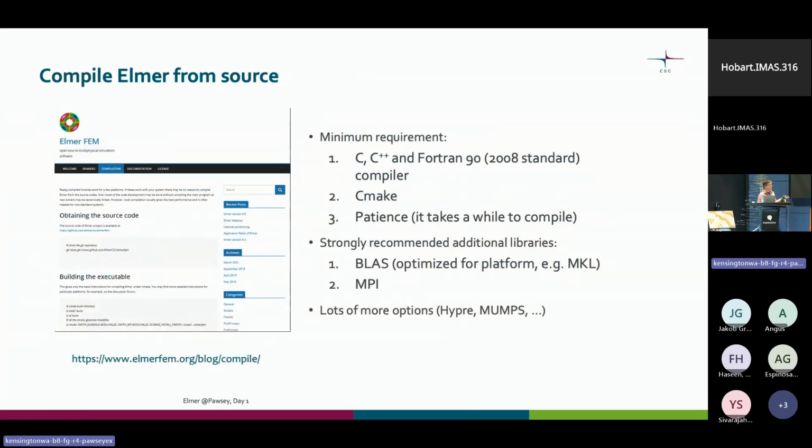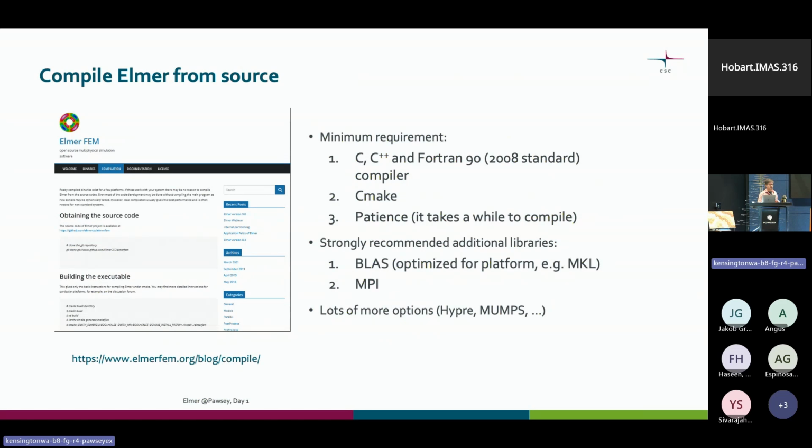The minimum requirement is a compiler suite, preferentially the GNU suite that is tested best, with a C, C++, and Fortran 90 compiler with the 2008 minimum standard. You need CMake, and generally you need some patience in compiling.